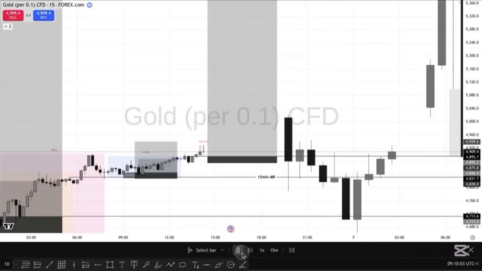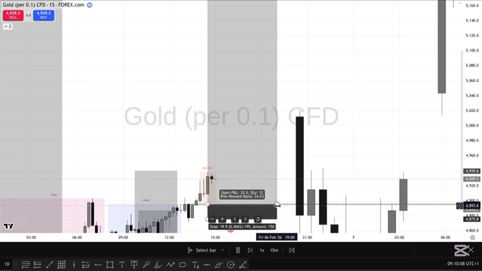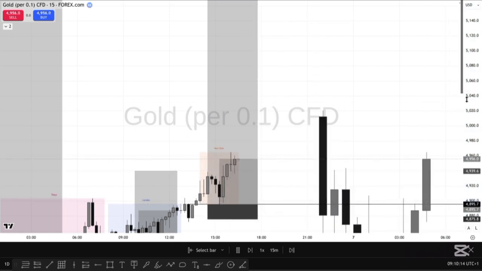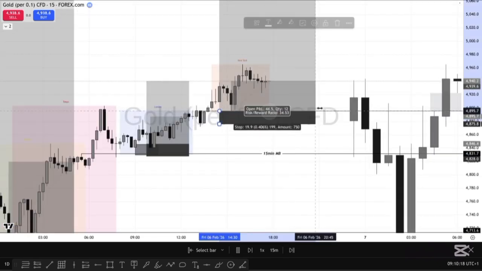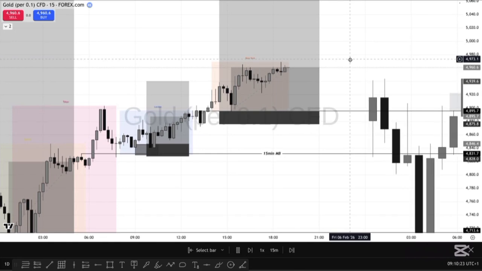Now, is it likely that price will get to the previous all-time high? It is. But are there possibilities that in the new week price might not continue moving in that direction? There are possibilities. That's why we keep watching the charts, keep observing, and react to whatever price shows us. But these are my three major entries on my gold trade from this week.